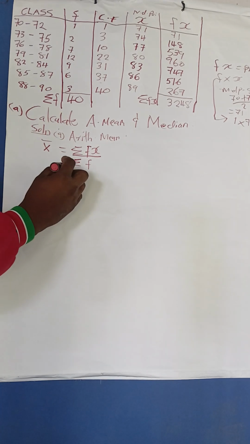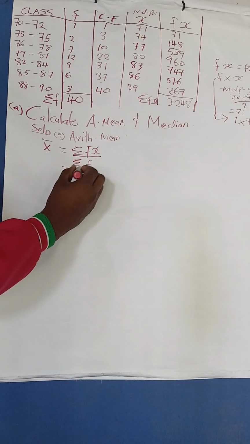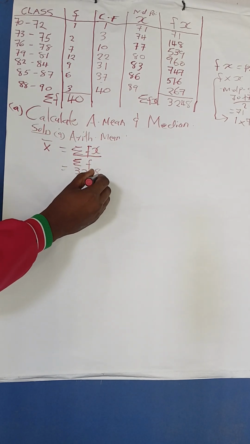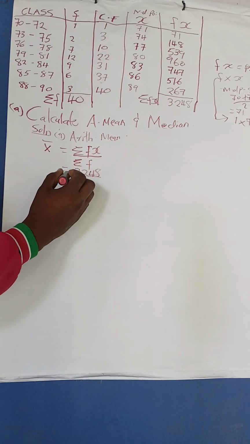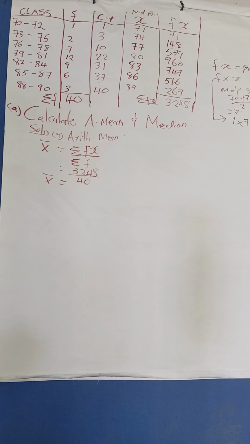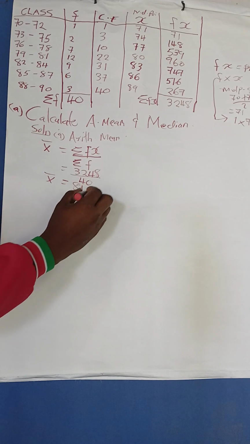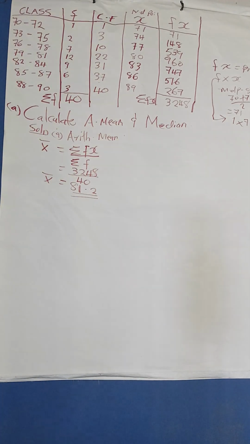So the answer will be, we already have the figures. The total summation of fx is 3248. You divide by the total summation of f, which is 40. If you divide that, you'll get your mean to be 81.2. And you're good to go. That becomes the answer for the mean.